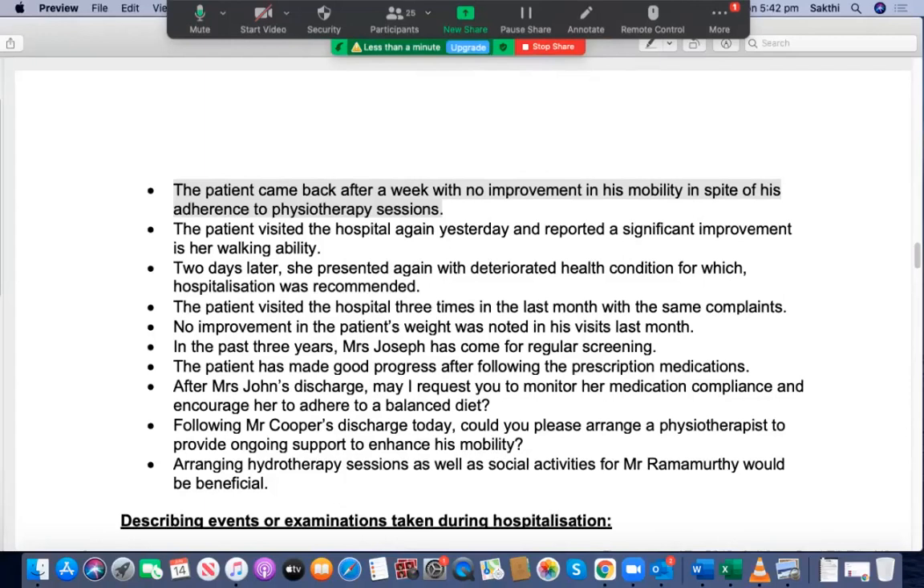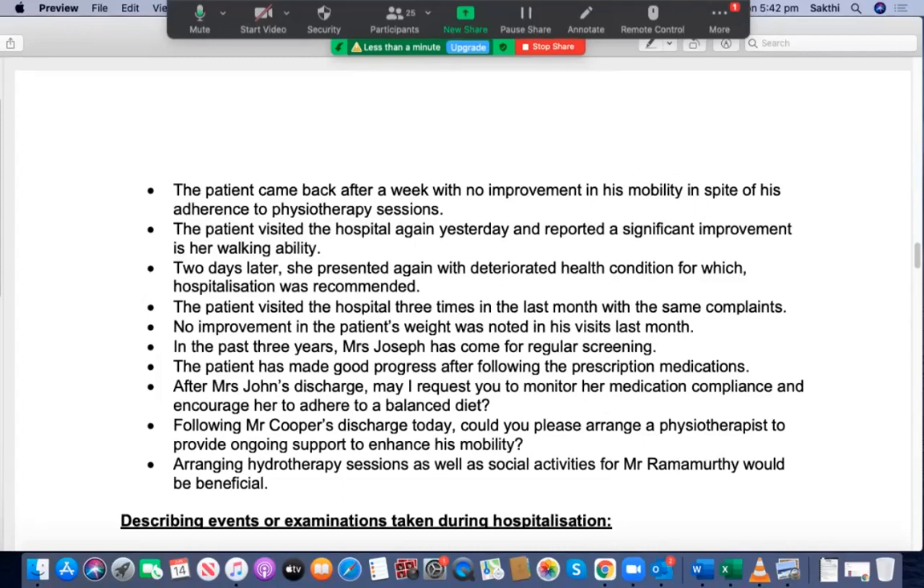All right. So if you look at the next sentence, look at this. The patient visited the hospital again yesterday and reported a significant improvement in her walking ability. I tried to use as many different words as possible. For example, in the case notes, if they have mentioned his walking has been decreased or declined, you can use mobility in your letter. You can use ambulation. Okay. So you can use different words. All right. You can also use the verb form as well. He's able to mobilize. You can also use that. Okay, so you can use a range of words.